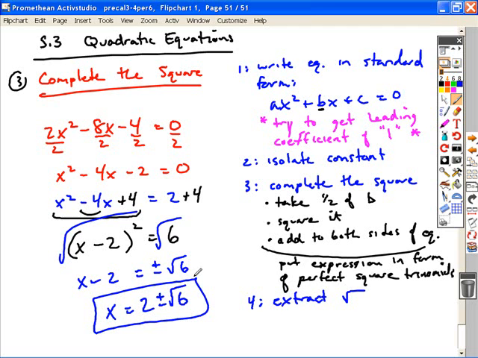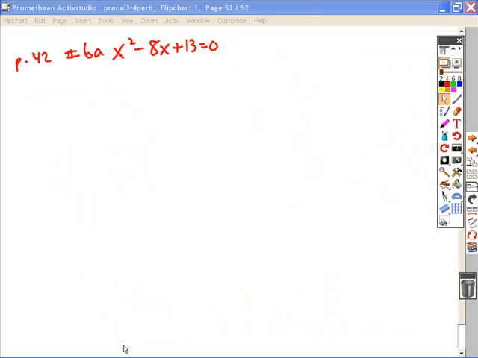Okay, questions on completing the square? I want you to try it on your own here really quickly. If you look on page 42 at sample problem 6a, I'll write it here for those of you who are just working on scratch paper. Again, a lot of you are more comfortable using the quadratic formula for these types of problems. If you can become comfortable using completing the square, it's usually easier, especially if you don't have access to a calculator.